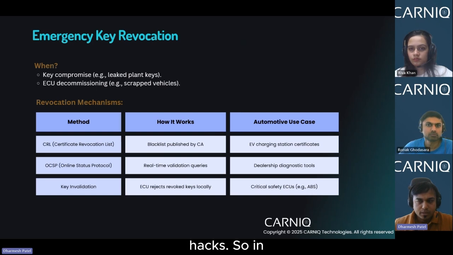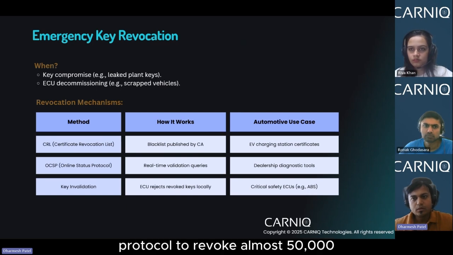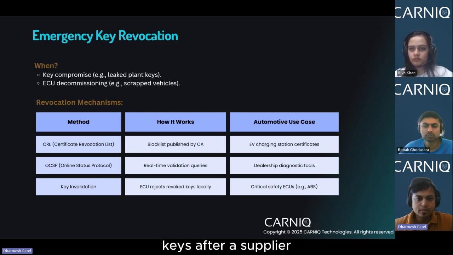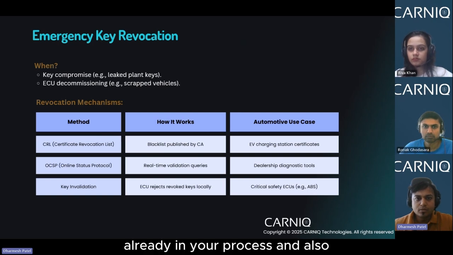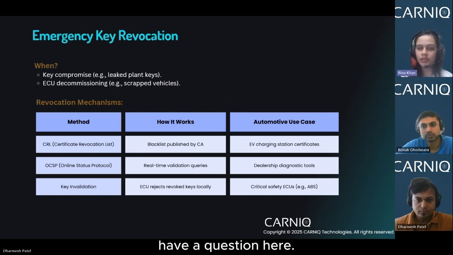In 2020, Tesla used the OCSP, the Online Certificate Status Protocol, to revoke almost 50,000 keys after a supplier breach, preventing fleet-wide attacks. So that's why it is important to have some kind of revocation mechanism already in your process and also implemented.